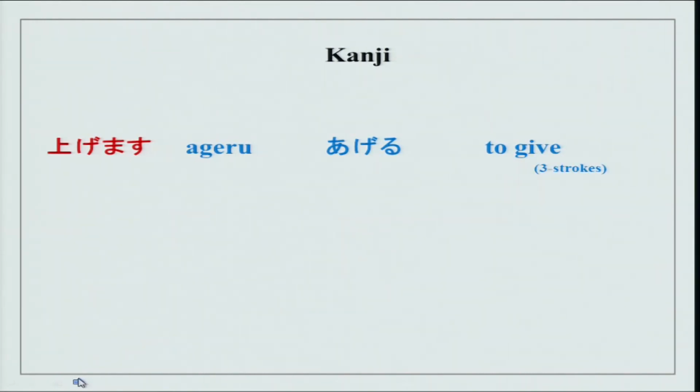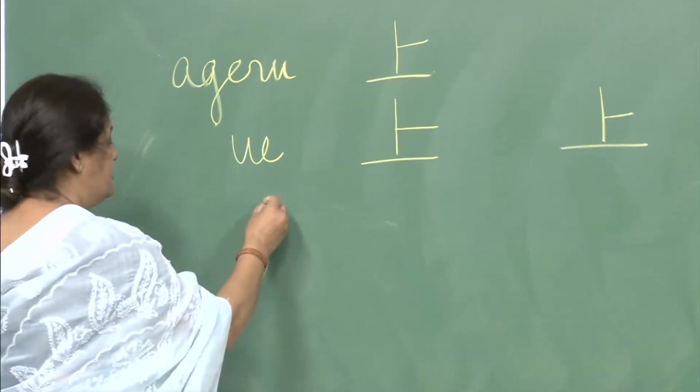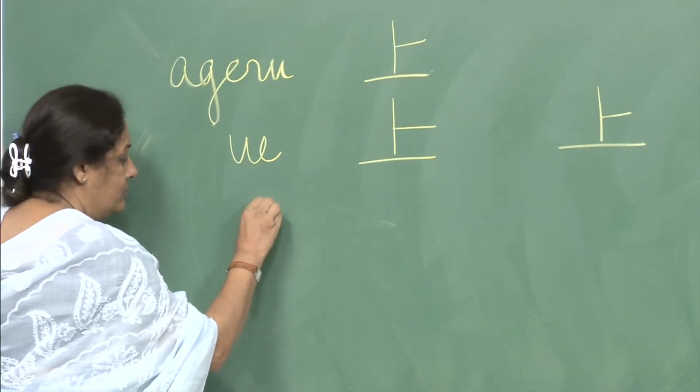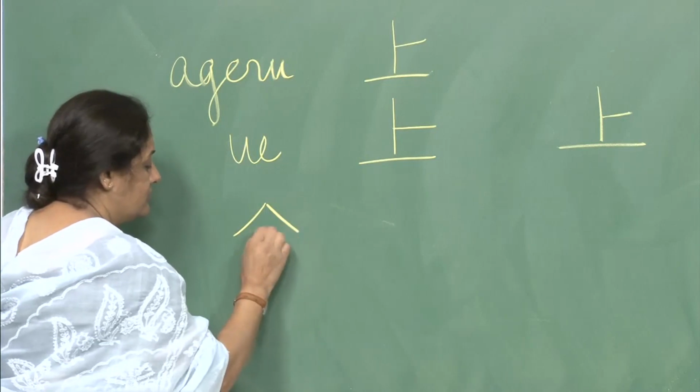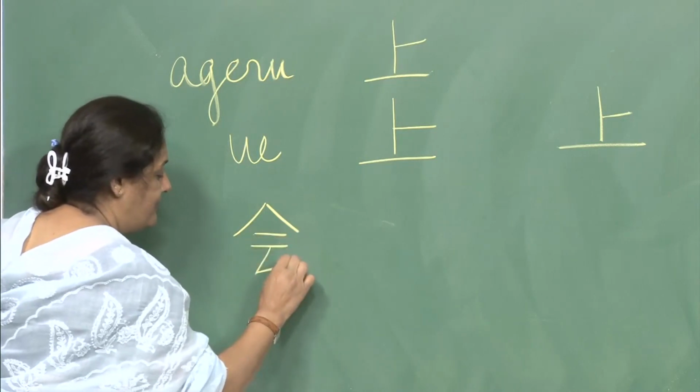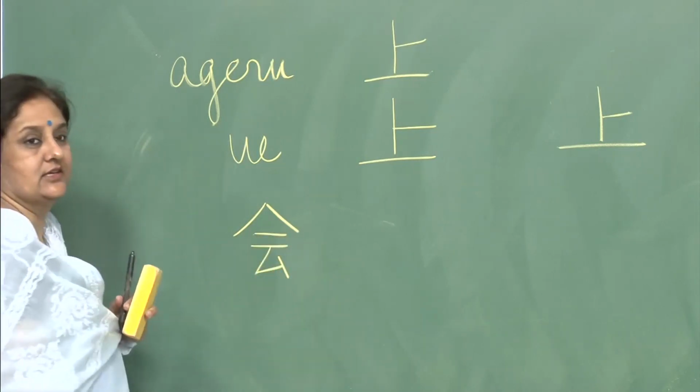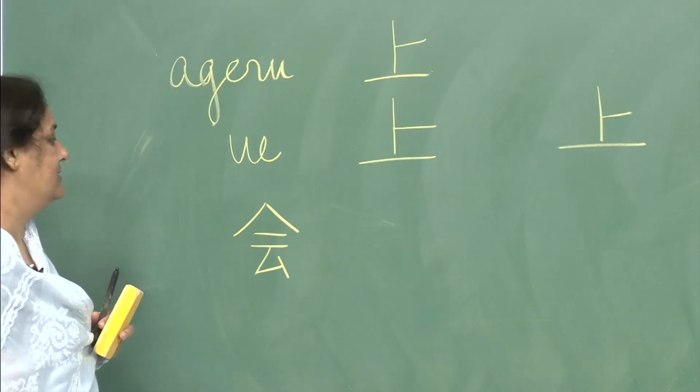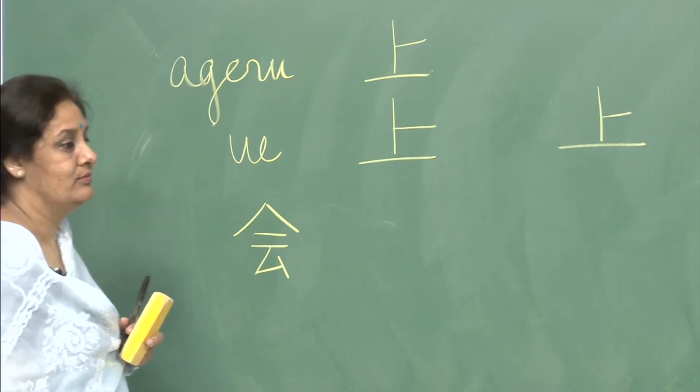It is a 3-stroke character as we did earlier, agemasu, to give. Well, there is another character over here which is au, 1, 2, 3, 4, 5 and 6. So, it is a 6-stroke character meaning to meet.